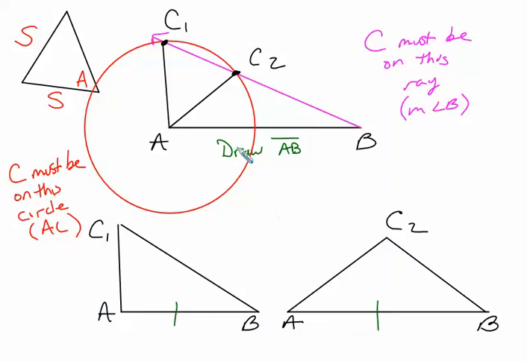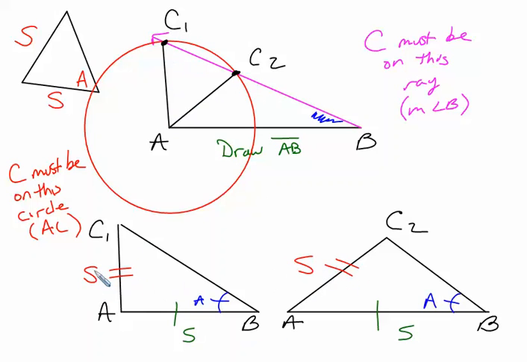Segment AB is the same on both because we started with it and that was one of the sides provided. Angle B is the same on both because that's how we drew this in. That's the angle that we were provided. And then based on the circle, AC1 and AC2 are both radius segments. So those two sides have to be congruent.